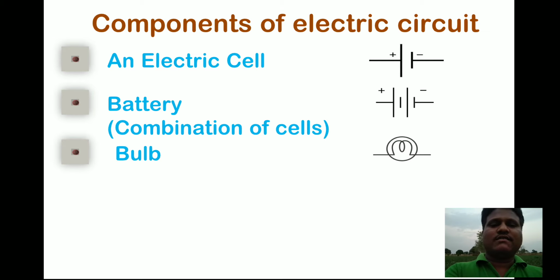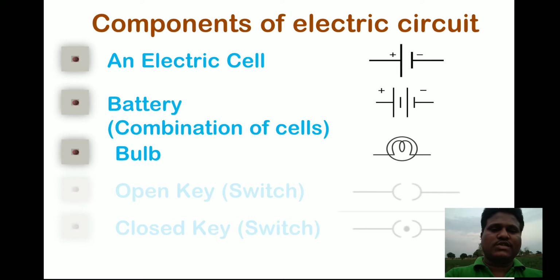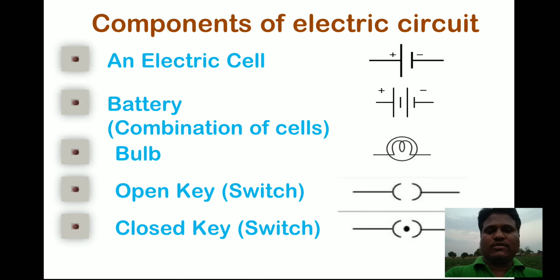An electric cell can be shown by two lines having two terminals, positive and negative. Whenever there are two or more cells, we say it is a combination of cells, which we call a battery. So there are also two terminals, positive and negative. One bulb we can show in this way, and open key and closed key. After a few minutes we will see what is open circuit and closed circuit.